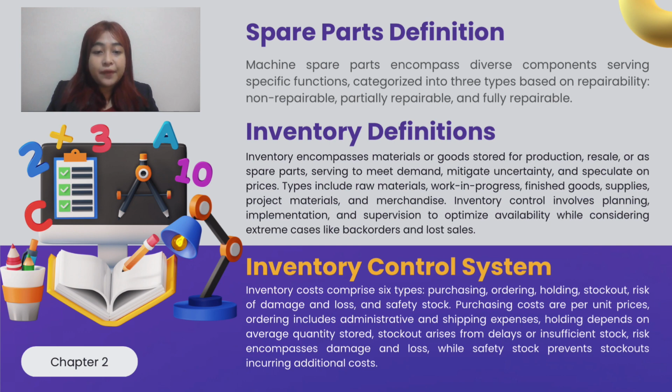The next is inventory control system. Inventory costs comprise six types: purchasing, ordering, holding, stockout, risk of damage and loss, and safety stock. Purchasing costs are per unit prices, ordering includes administrative and shipping expenses, holding depends on average quantity stored, stockout costs arise from delays or insufficient stock, risk encompasses damage and loss, while safety stock prevents stockout, incurring additional costs.